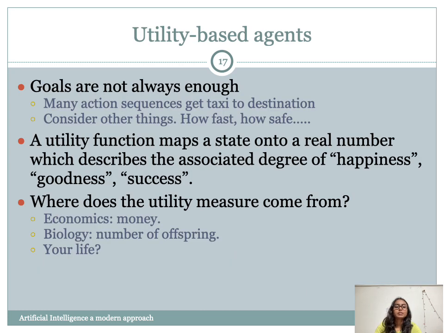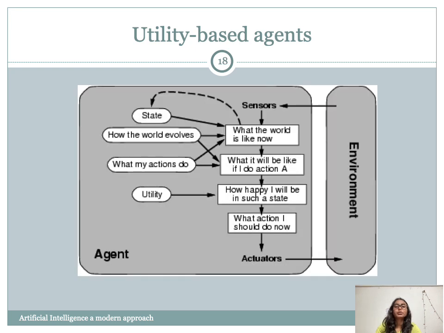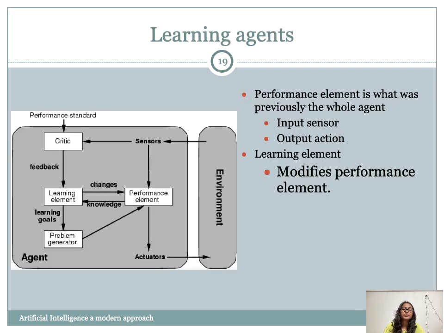Now, utility-based agents. Goals are not always enough. Many action sequences get the taxi to its destination. Consider other things: how fast, how safe. A utility function maps a state onto a real number which describes the associated degree of happiness, goodness, success. Where does the utility measure come from? Economics: money. Biology: number of offspring, your life. So here is a picture of a utility-based agent.